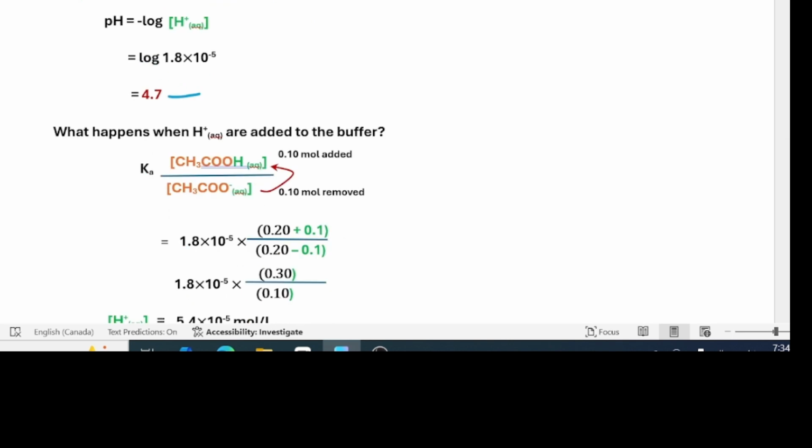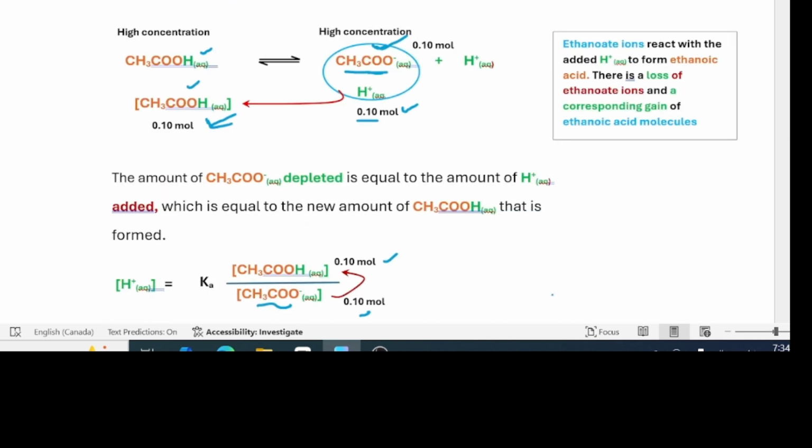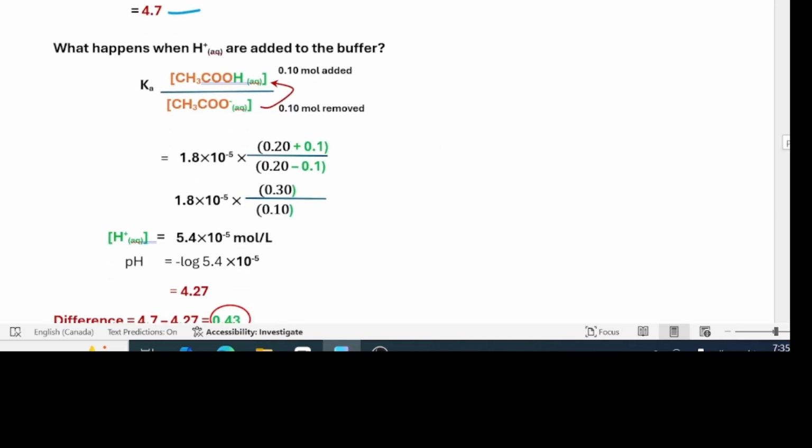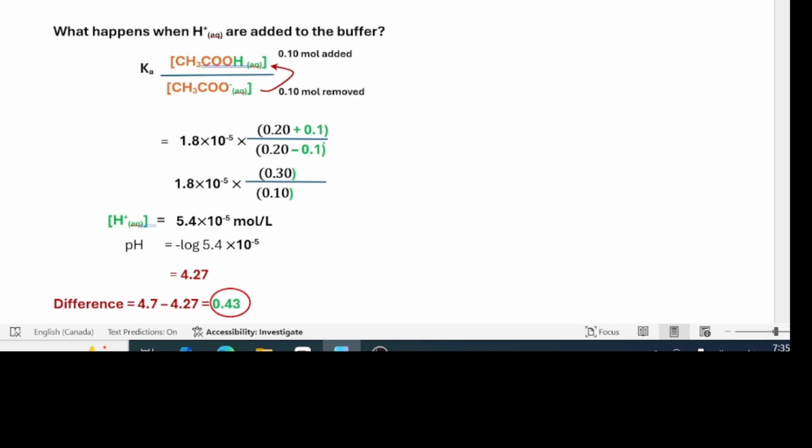So if we go back to the previous problem, the shift is going to happen in the same way. We are removing those ions and changing them to molecules. So we subtract this from the bottom and we add to the top. In this case, it was 0.4, 0.4, and we add to the top, subtract from the bottom. In this case, concentrations are less. Add 0.1 there, minus that. Now you have a new ratio of 0.3 over 0.1, and the new hydrogen ion concentration is equal to that.